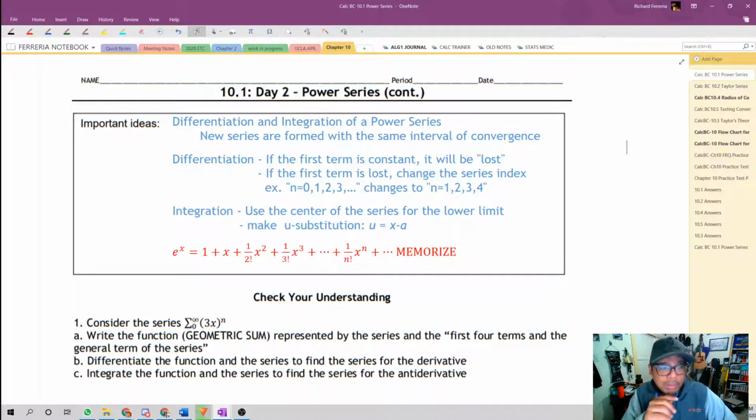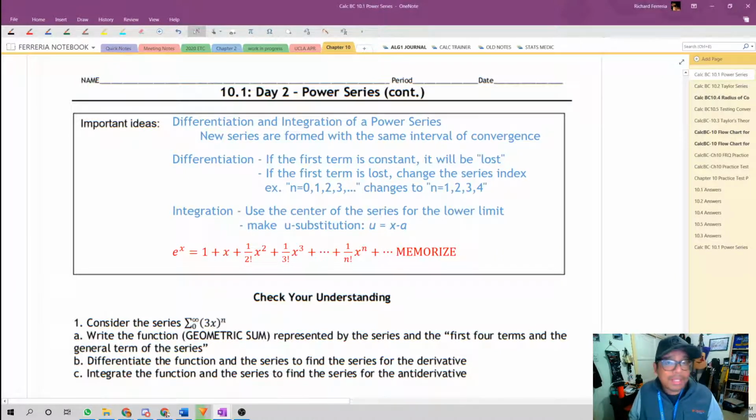Now integration, the tip that you need to use there is that the center of the series has to be the lower limit. And then if you do have x minus a, if your center is not 0, then you're going to want to make a u substitution, and you're going to allow u to equal x minus a.